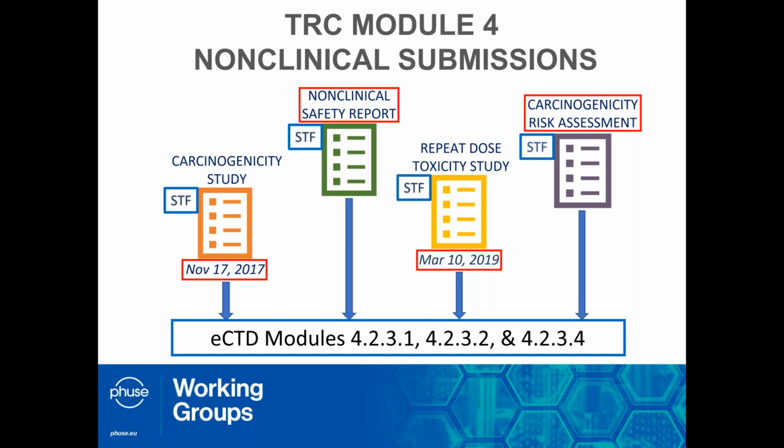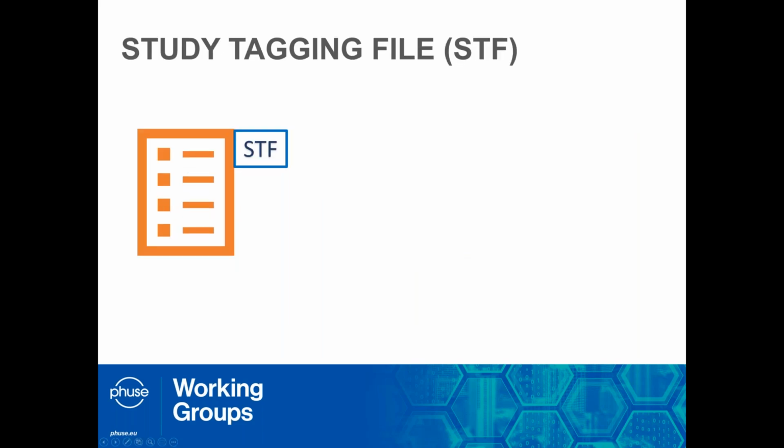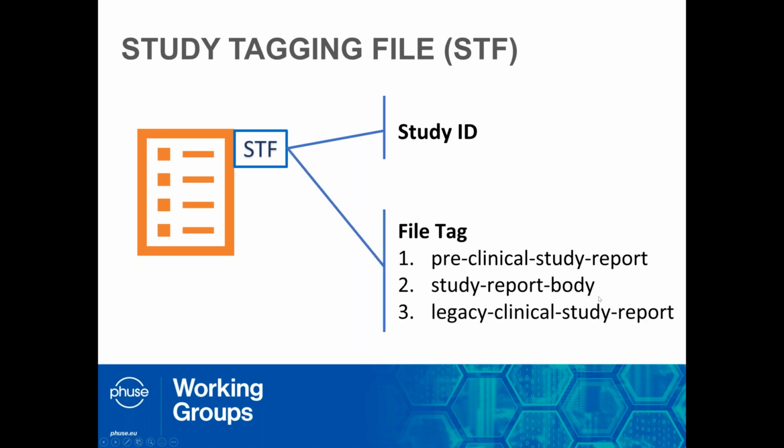And to accomplish this, the TRC will look at information provided in the study tagging file as well as the ts.xpt. So the study tagging file is an ICH-defined file that accompanies all submissions in the eCTD module 4.2. And although there is a lot of information within the study tagging file, the TRC is looking for two specific things. First, it is looking for the study ID, which is used to link the study tagging file to the ts.xpt, and it is also looking for the file tag, which specifically identifies the content of the document being submitted.